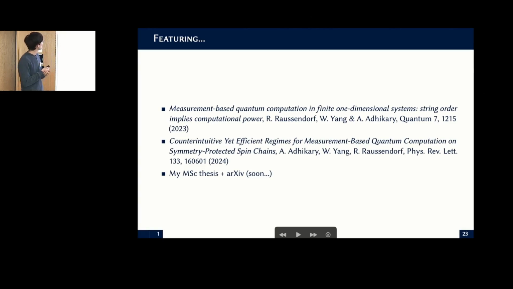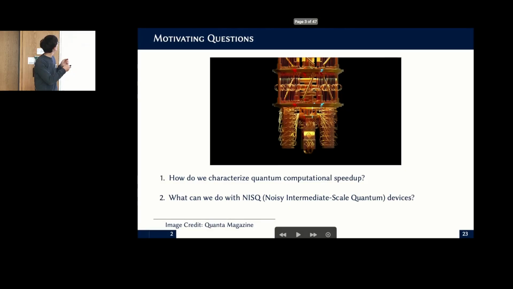So this presentation is based largely on these three works, the top two forming the theoretical basis for what we'll be discussing. And if you so choose, you're also free to look at my master's thesis for some of the details, and an arXiv posting that I really should not guarantee by this Friday.